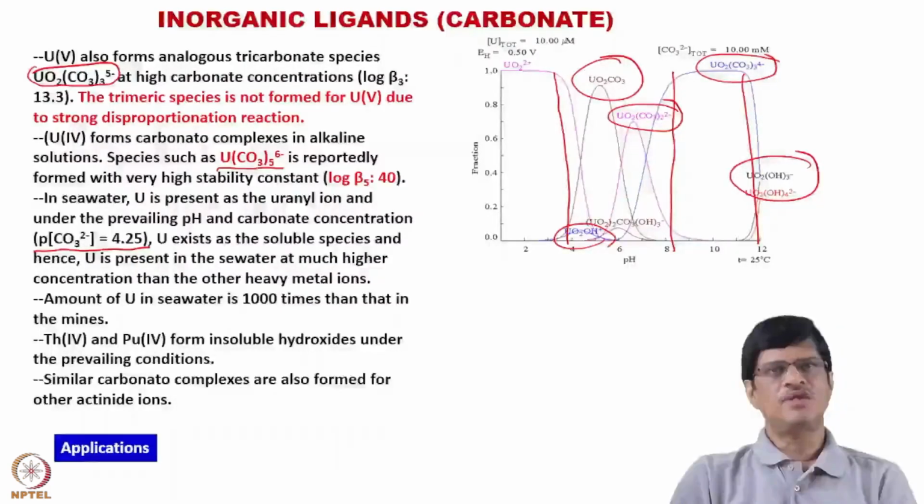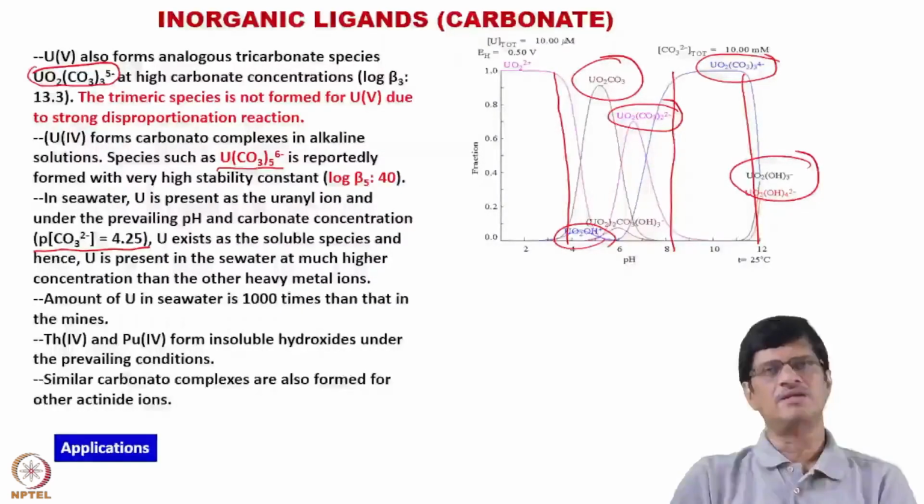In this case, uranium exists as a soluble species, and hence uranium is present in the seawater at a much higher concentration than the other heavy metal ions like thorium. So the amount of uranium in seawater is around 4 gigatons, and it is about 1,000 times higher than that in the mines.